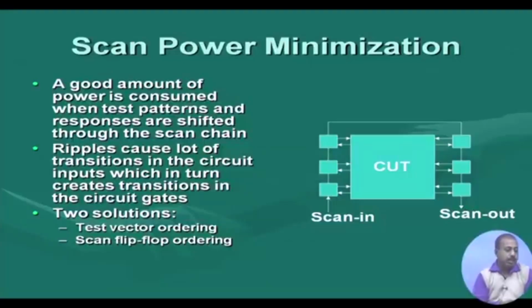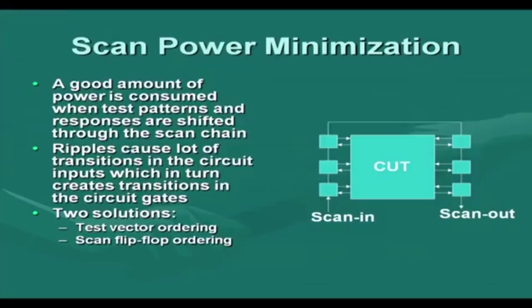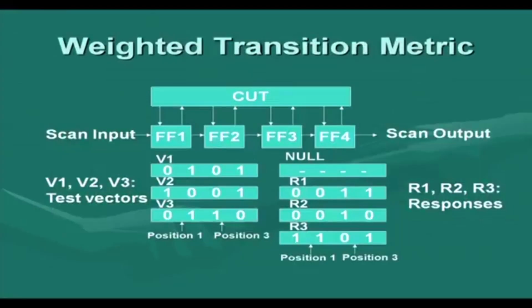So, ripples that are coming on the scan chain cause transitions in the circuit inputs, which in turn create transitions in the circuit gates. So, those internal circuits will also transition. So, what is the way out? Way out is we can do some test vector reordering or some scan flip flop reordering. But whatever we do, the major problem that we have is the computational overhead, like we have to do a logic simulation for every scan shift. So, somehow we need to avoid that.